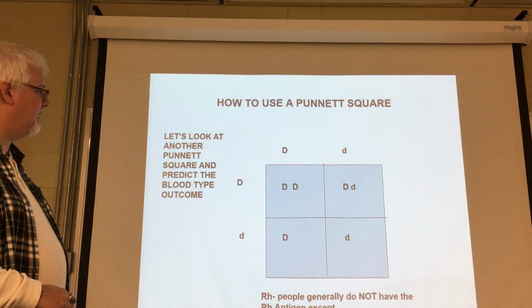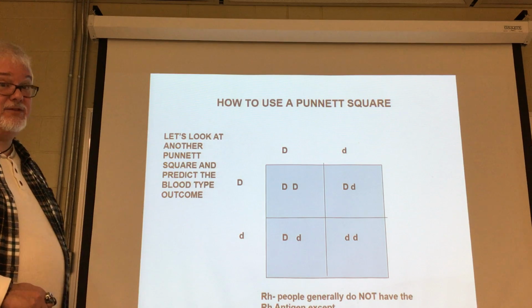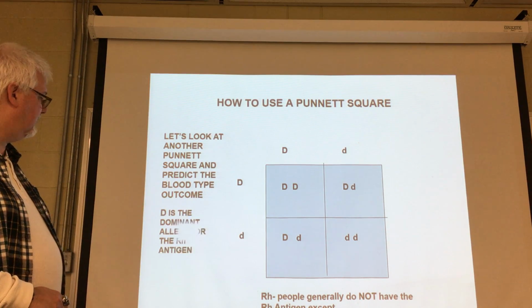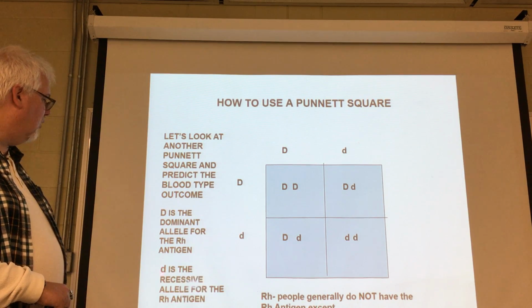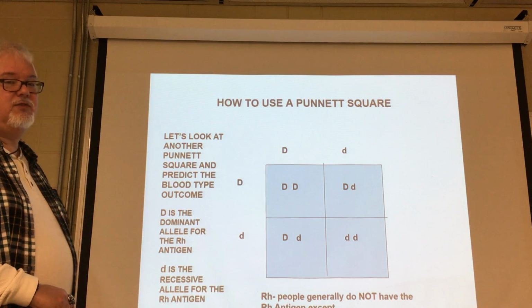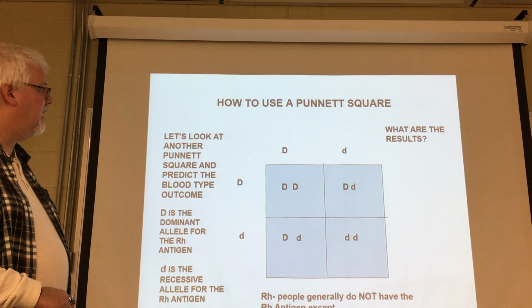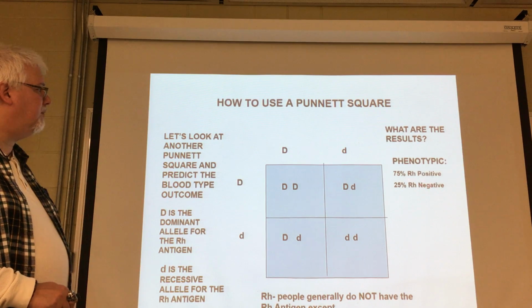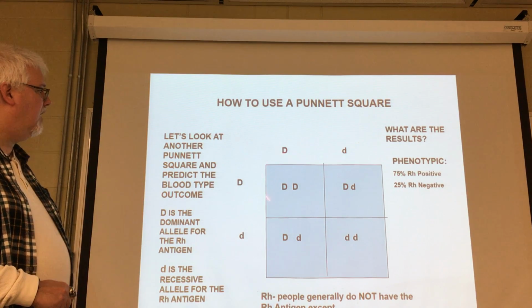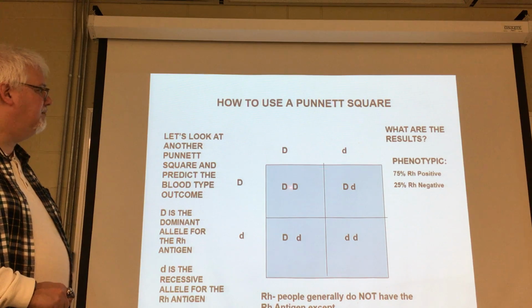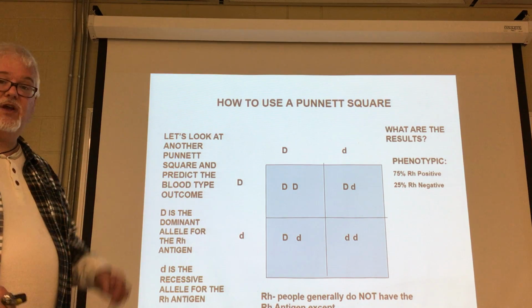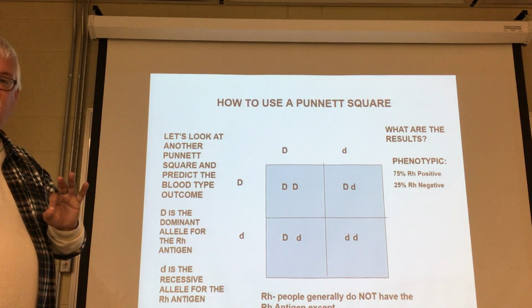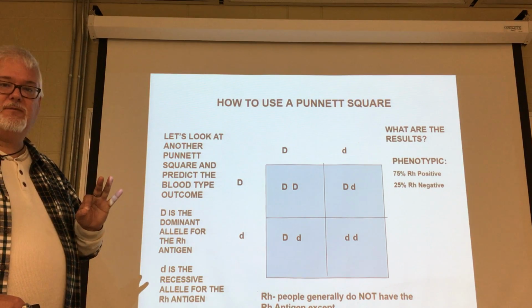So when we start dropping our letters down, we get a different type of ratio. Remember, D is the dominant allele for the Rh antigen, and lowercase d is the recessive allele for the Rh antigen. So in this case, we end up with 75% of the offspring potentially being Rh positive and a 25% chance of any given offspring being Rh negative.